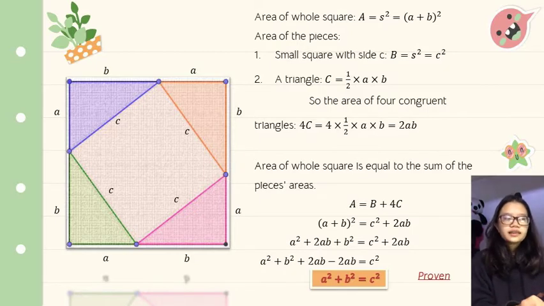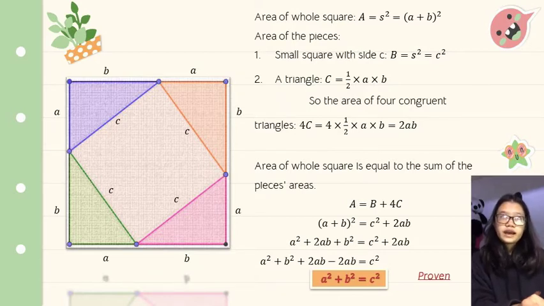We know that the area of the whole square with side a plus b is equal to the sum of the pieces' area inside that square. So we can write it in notation as (a plus b) square equals c square plus 2ab. We expand (a plus b) square to be a square plus 2ab plus b square. A square plus 2ab plus b square equals c square plus 2ab.